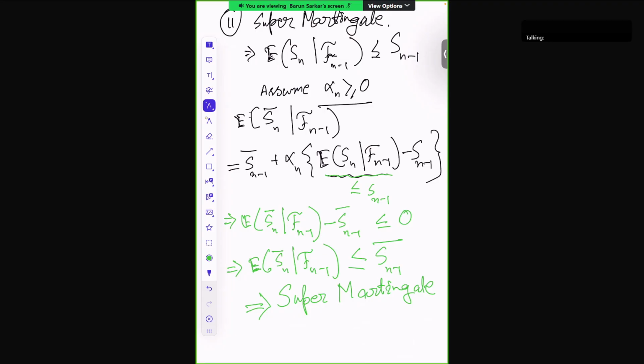So this is the supermartingale. Similarly, we can prove the submartingale part. The submartingale part we will do.